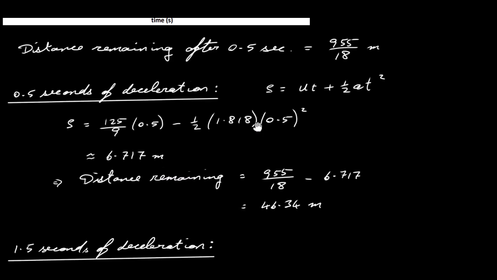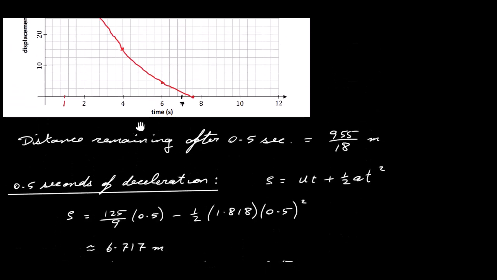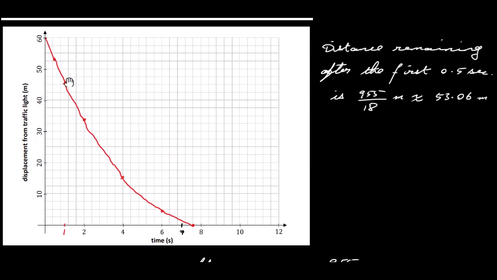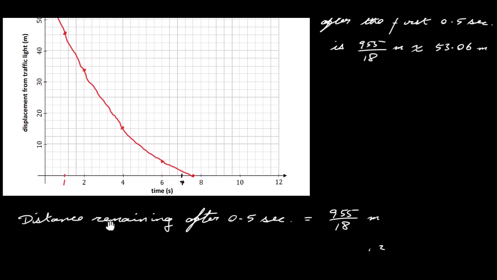So that means the distance remaining is going to be 955 over 18, minus 6.718, which is 46.34 meters. So I plotted that here. So that's 1 second in total, the initial 0.5 seconds and the 0.5 seconds of deceleration here. So let's look at the next one then. We're going to look at 2 seconds in total, which is 1.5 seconds of deceleration.